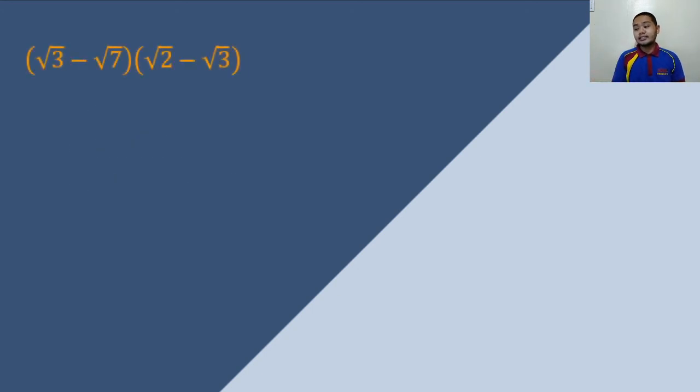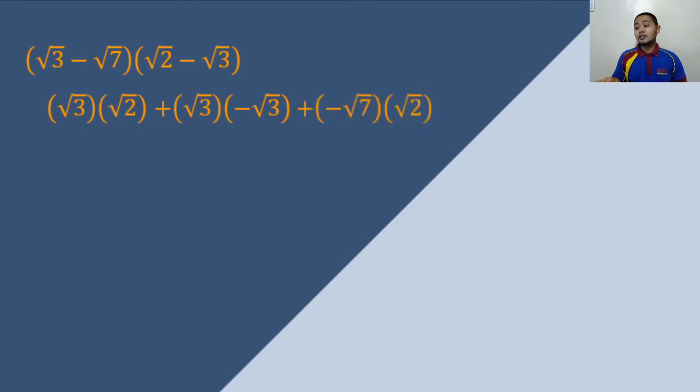So, down to our last example. So, we have the square root of 3 or the quantity of square root of 3 minus square root of 7 times the quantity of square root of 2 minus the square root of 3. So, yung gagawin natin dito, full method tayo. So, yung first term times first term, that would be square root of 3 times square root of 2. Tapos, outer, square root of 3 times negative square root of 3. Tapos, plus yung inner term, negative square root of 7 times square root of 2. Tapos, yung last term, negative square root of 7 times negative square root of 3.